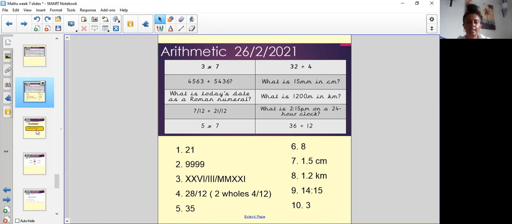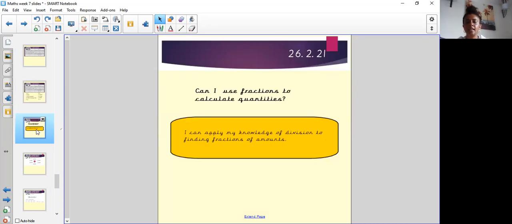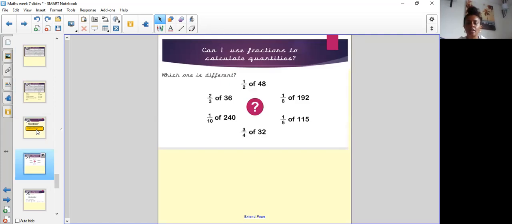Let's see what we're going to be learning in today's lesson. So today's lesson is: can I use fractions to calculate quantities? So let's have a look at the first question. It says which one is different? So what you need to do is work all of them out to find out which one is different. So here you can pause the screen to see if you can work it out, and then when you press play, I will go through it with you. So give yourself a moment. Remember to pause the screen here because I'm going to carry on talking.